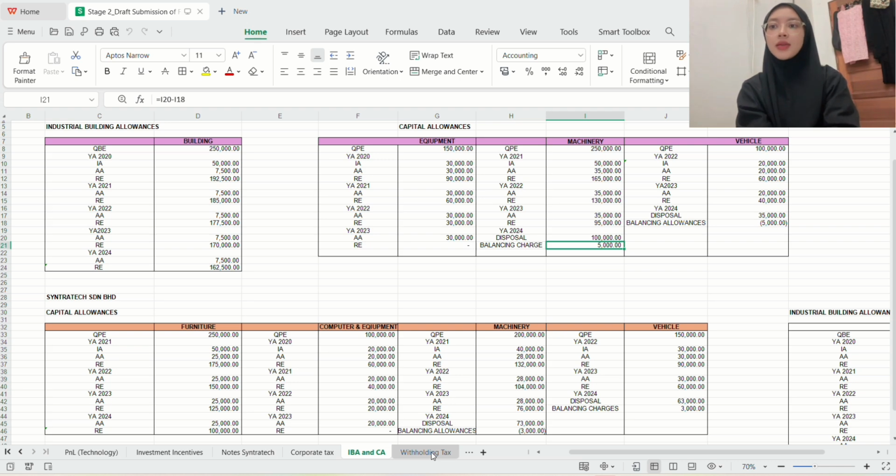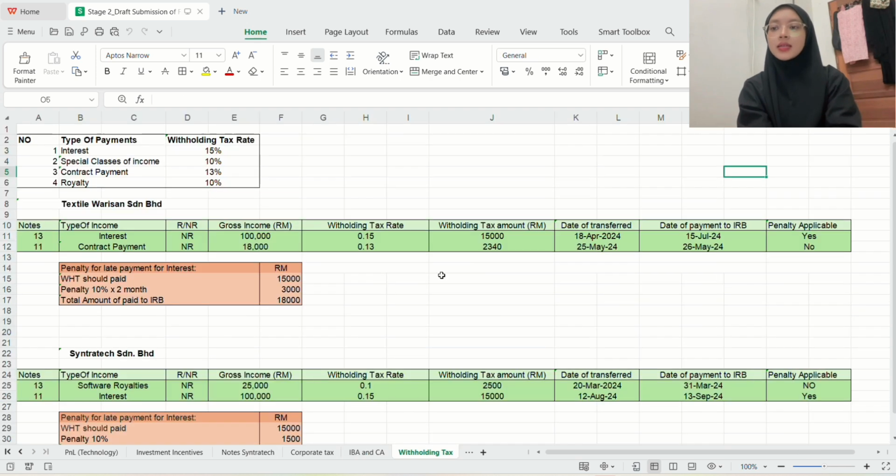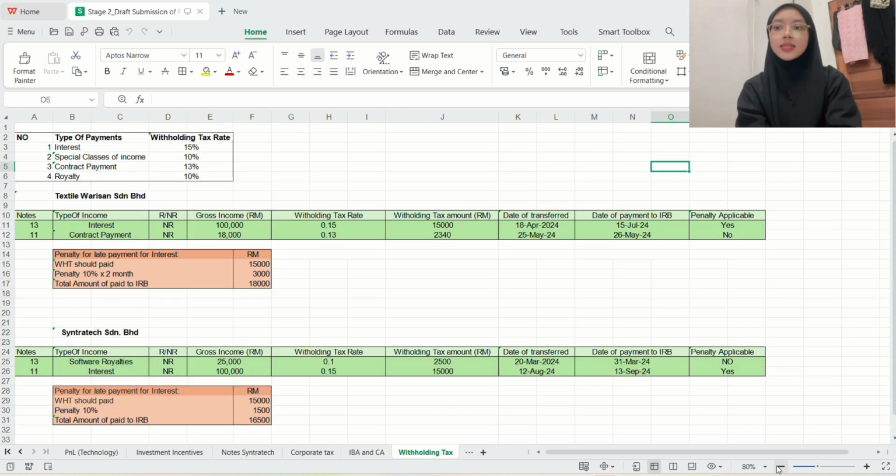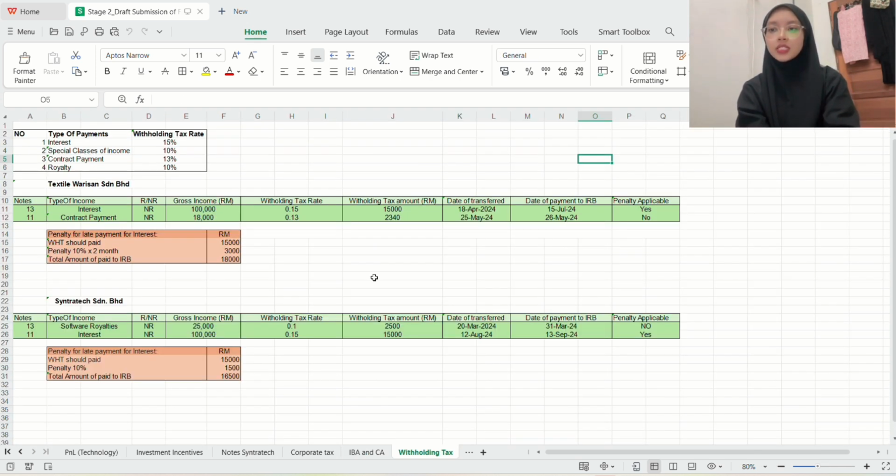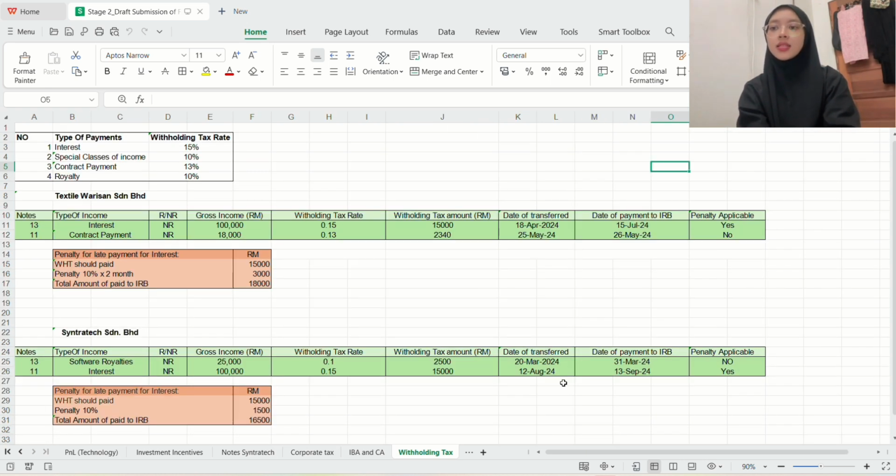Next, we will go step by step through the accurate calculation of withholding tax using real financial data from Textile Warisan Sendirian Berhad and Sintra Tax Sendirian Berhad. First of all, withholding tax is a tax deducted at source before payments are transferred to non-resident companies or individuals. This ensures that Malaysia collects tax on international transactions before funds leave the country.